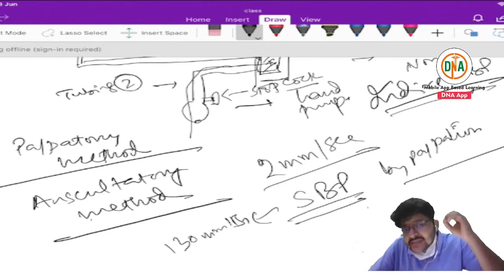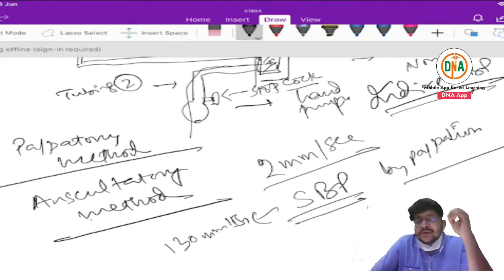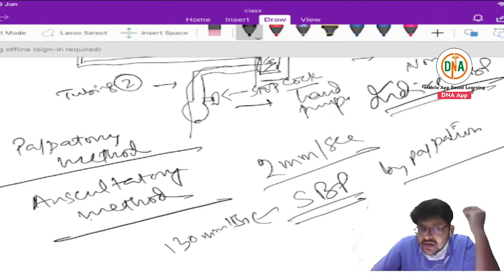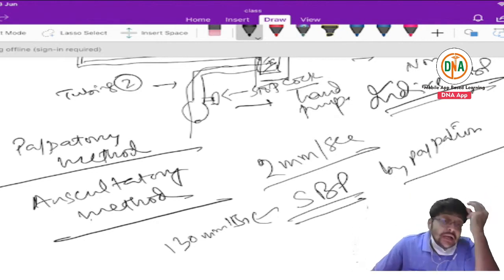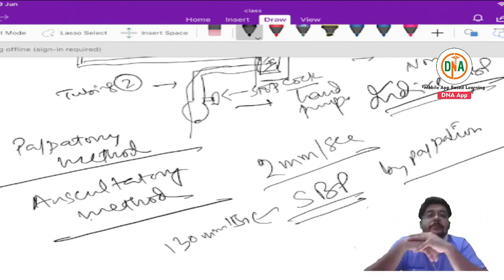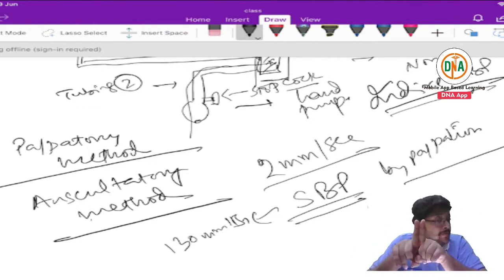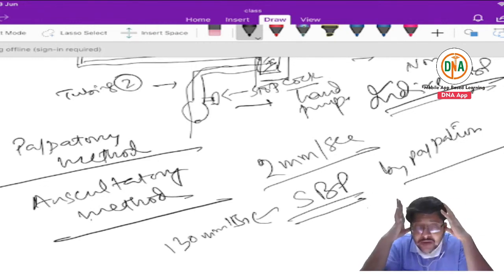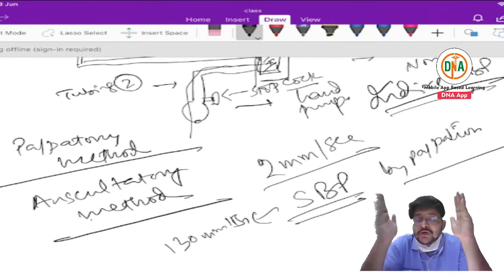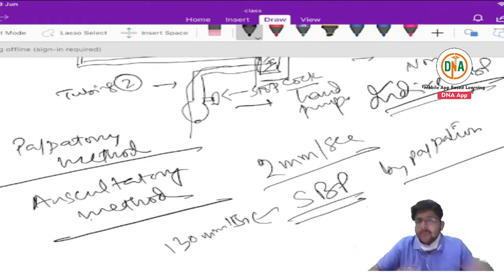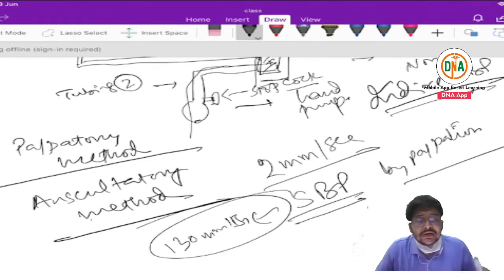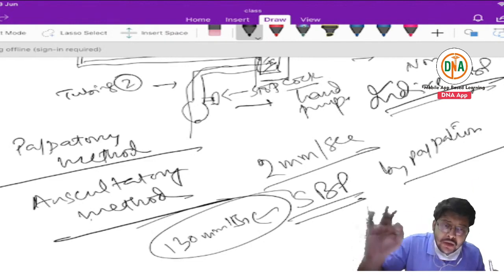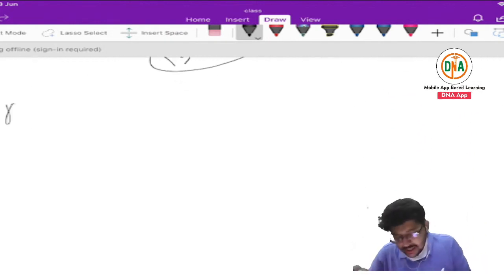So that will begin the flow, and once the flow has begun, the radial pulsation will also start. So we'll get the radial pulse again, and that point is the systolic blood pressure by palpatory method. So remember, for the classical type of measurement, if you are asked in an exam to measure the blood pressure, always first attempt the palpatory method. Once you do the palpatory method, you know the SBP, about 130 millimeter of mercury. Now you will go for the auscultatory method.